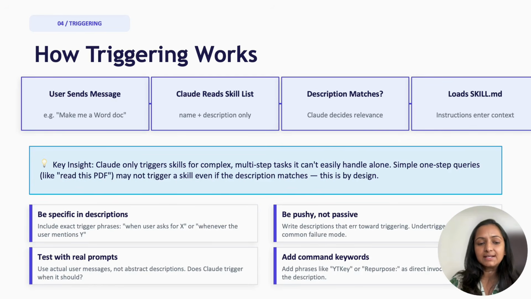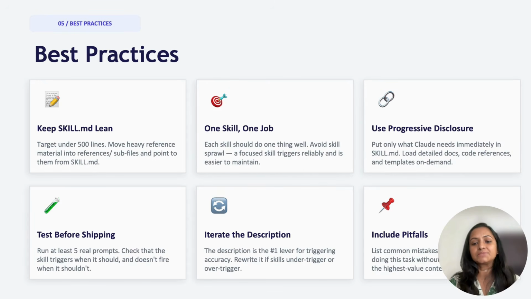Okay, so the next thing that we will look at is some of the best practices to keep in mind when you are creating skills. Always make sure that the skill.md is lean. Target under 400 to 500 lines. Do not overdo it. It will just add confusion, and it will also add too much restriction into Claude, which might deter its output quality. A good mantra to follow is one skill, one job.